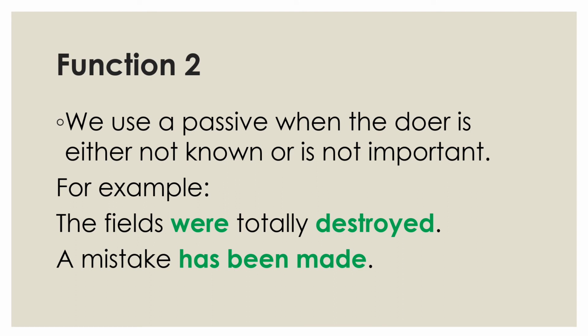Function number 2. We use a passive when the doer is either not known or is not important. The fields were totally destroyed. Who destroyed it, what destroyed it is not important. The important thing is that the fields that were watered, that were taken care of, have been destroyed. The mistake has been done. A mistake has been done.